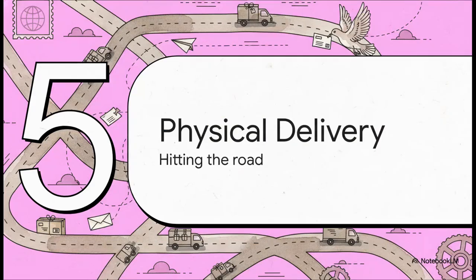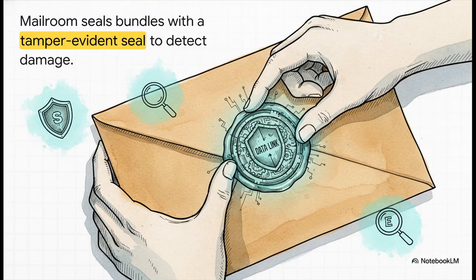Section 5. Physical delivery. Hitting the road. The document is translated, bundled, addressed, and routed. Now it's go time. Just before leaving the building, the bundles hit the data link layer. Our mailroom seals each of the 4 bundles into a secure envelope and slaps on a tamper-evident seal. The goal here? To detect any damage or interference during transit. The data link layer provides this exact kind of error detection on a network.